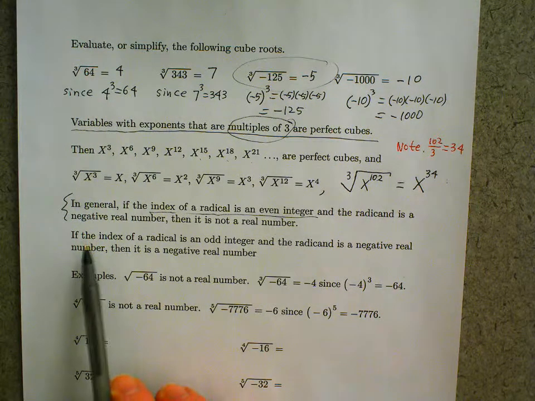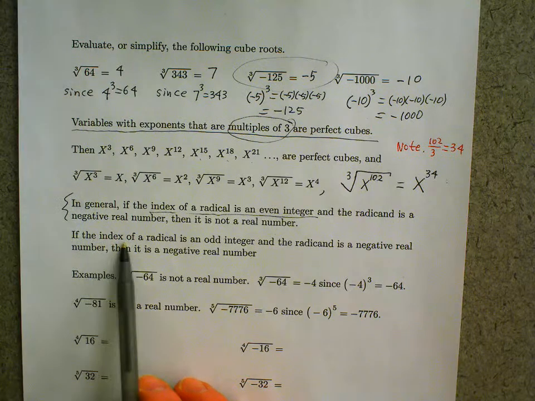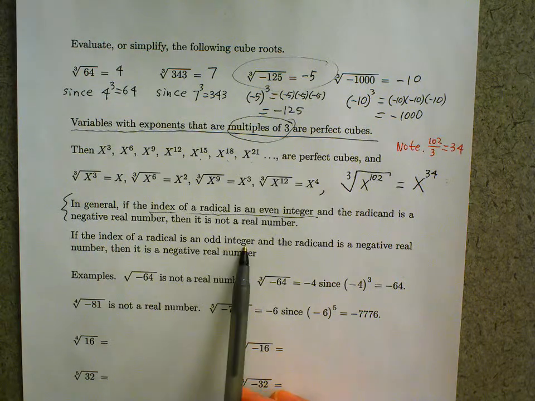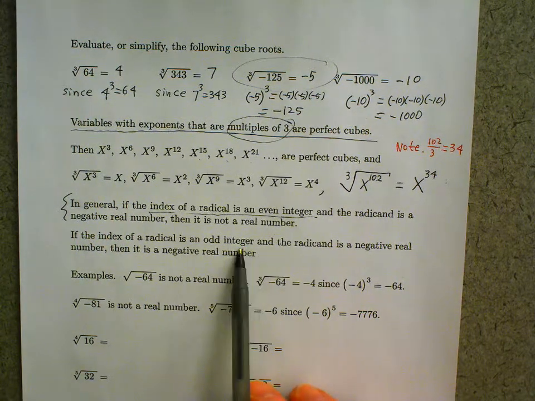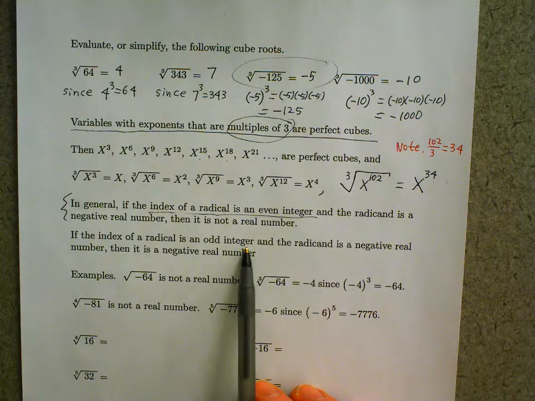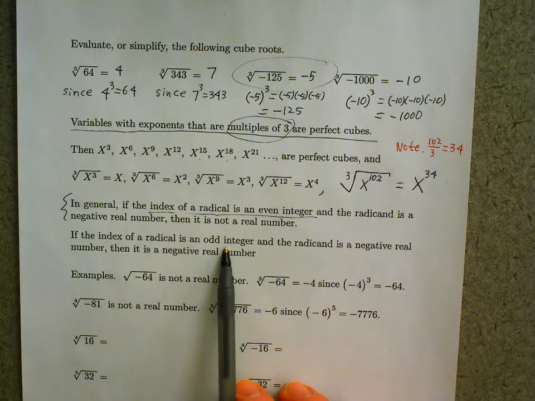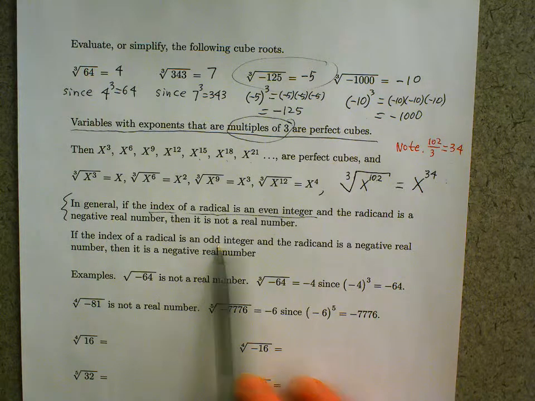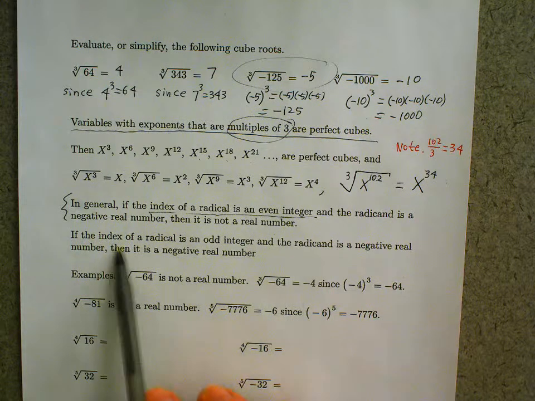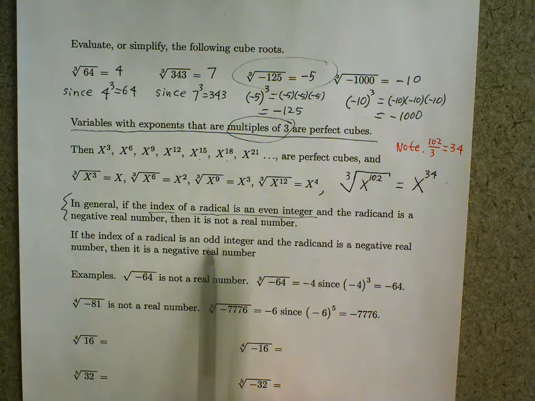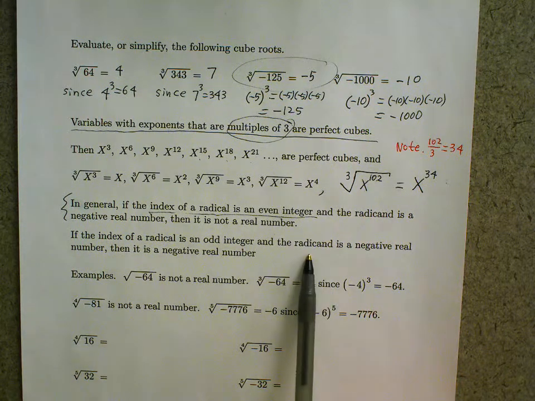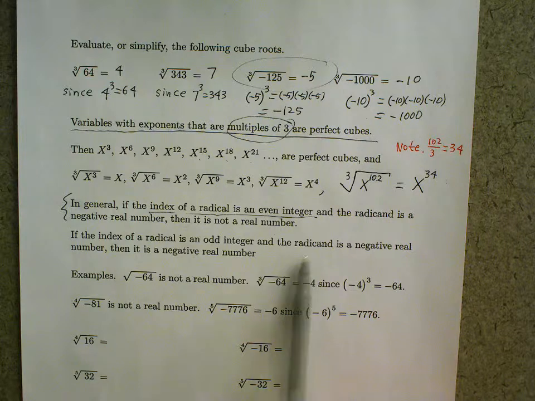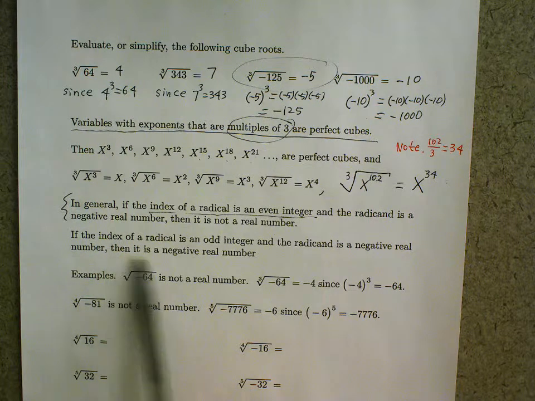Okay, on the other hand, if we have an index of a radical that is an odd integer, like we refer to them as positive odd integers, so 1, 3, 5, 7, and so on. So if the index is an odd integer and the radicand is a negative real number, then it is a negative real number.